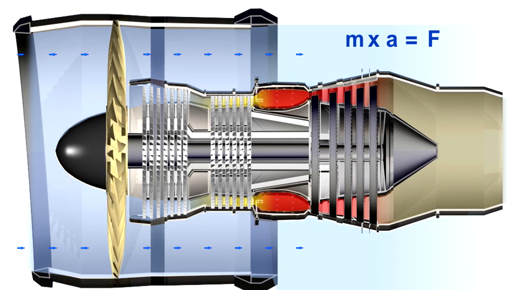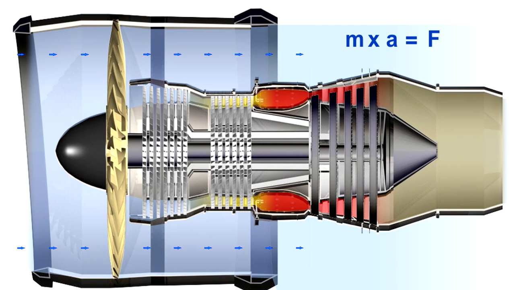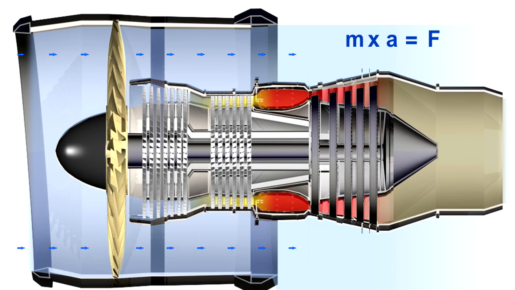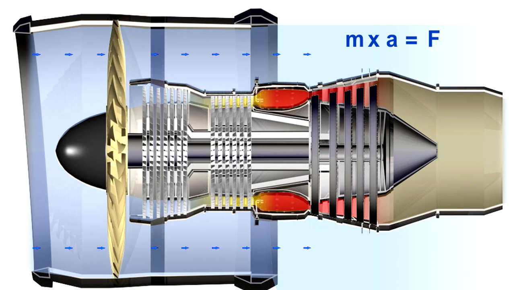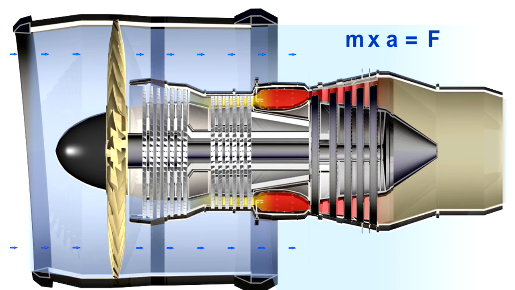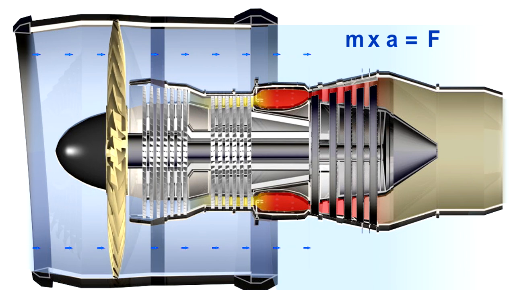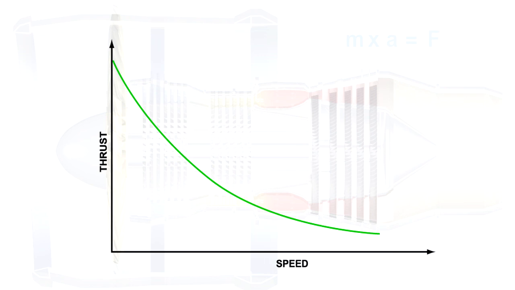However, as the aeroplane travels faster, the velocity of the air entering the engine starts to match the velocity of air exiting the engine. The result of this is that the air is not being accelerated as much, and thus less thrust is produced. So, as the aeroplane speed increases, the thrust produced by the jet engine decreases. This loss of thrust with increasing forward speed is referred to as intake momentum drag.